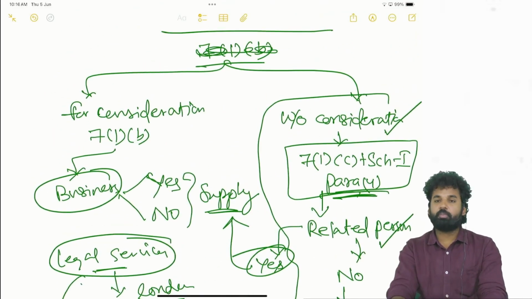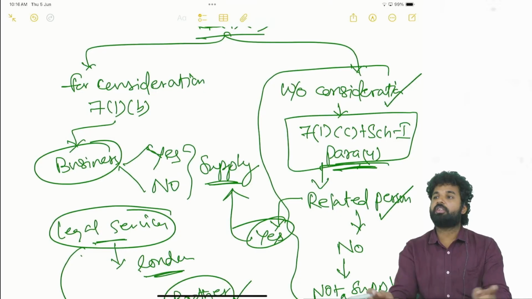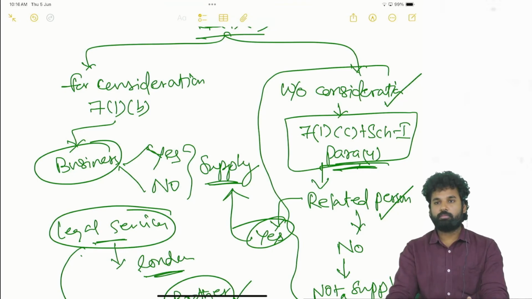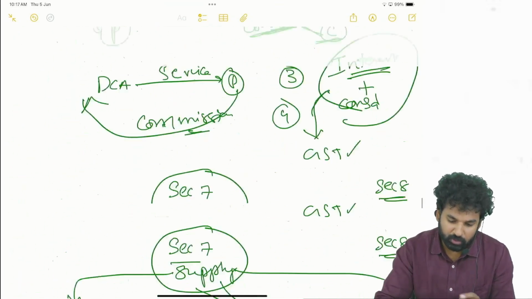So with respect to importation of services, we need to have a consolidated reading of section 7.1b and 7.1c, where we are talking about schedule 1 para 4. Okay, right. So we'll see here.